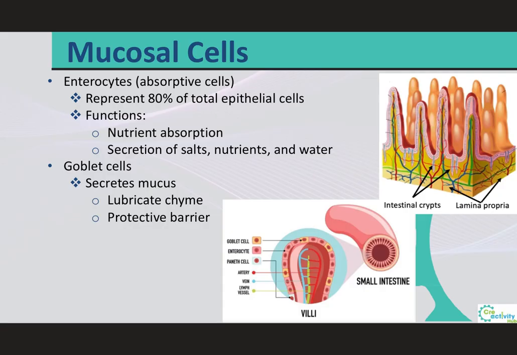We'll start with the enterocytes, which are about 80% of the total epithelial cells. They're mainly going to be located right over here on the upper part of the villi, as we can see from this image. And the main function of the enterocytes is to absorb the molecules from the gut lumen and transport these molecules or nutrients toward the surrounding connective tissue and blood vessels. Therefore, these are also known as absorptive cells.